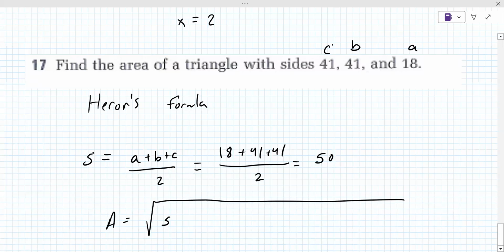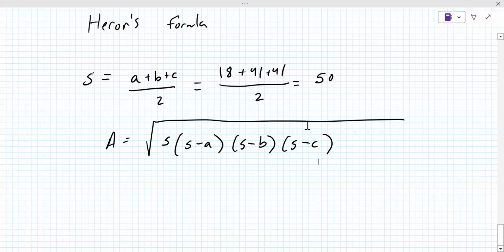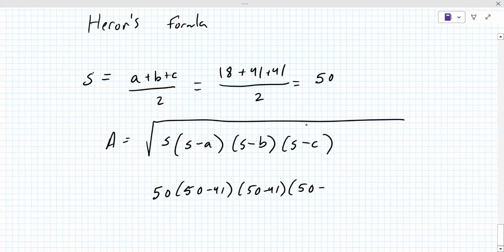And then the area, I don't know how to tell you to remember this, but it's the half perimeter. They call it semi-perimeter. I like half perimeter in some books. S minus A, S minus B, S minus C. Since you're subtracting, your semi-perimeter better be bigger than all of the lengths. Okay. So 50 minus 41, 50 minus 41, 50 minus 18.